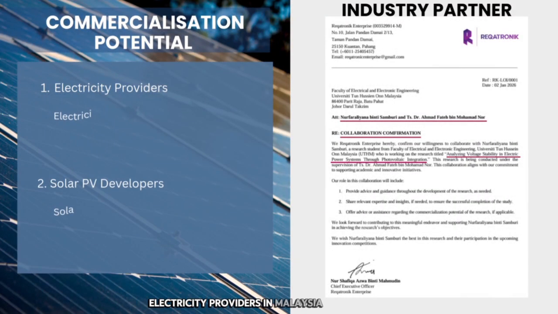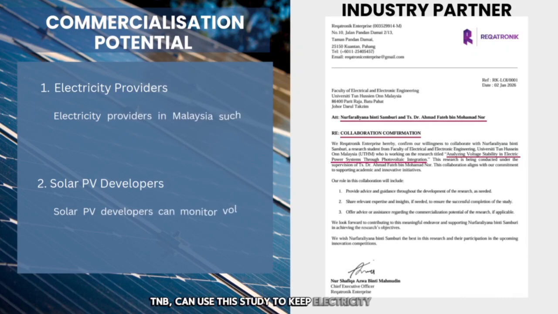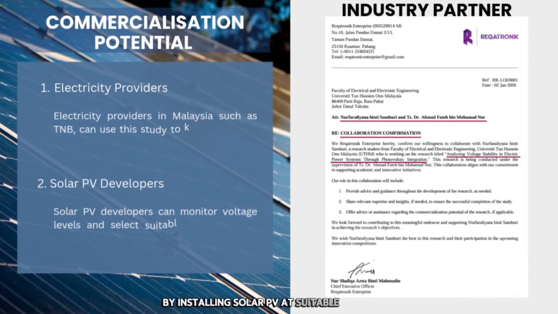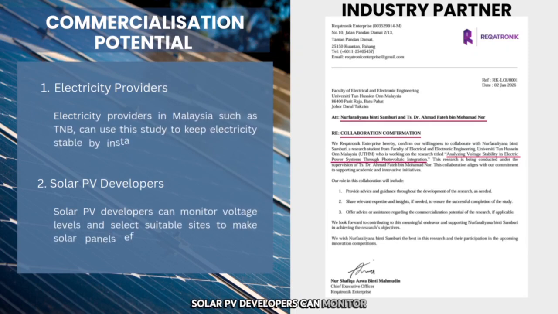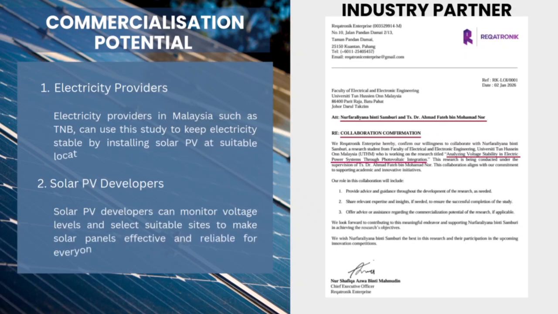Electricity providers in Malaysia such as TNB can use this study to keep electricity stable by installing solar PV at suitable locations. Solar PV developers can monitor voltage levels and select suitable sites to make solar panels effective and reliable for everyone. For the partner industry, this research was conducted in collaboration with Rekatronic.